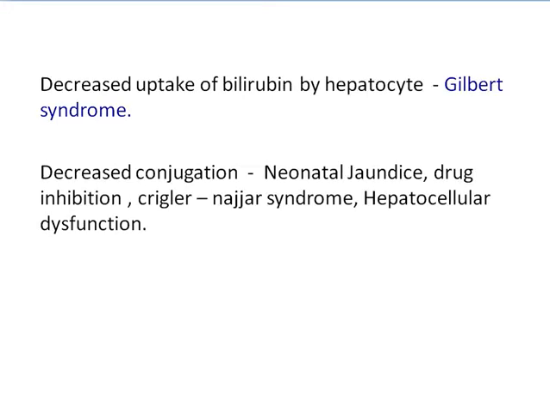Decreased uptake of bilirubin by the hepatocyte is called Gilbert syndrome. Decreased conjugation occurs in neonatal jaundice, drug inhibition, Crigler-Najjar syndrome, and hepatocellular dysfunction.